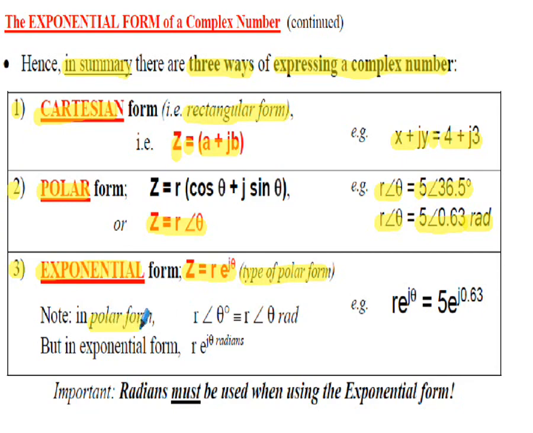In polar form, we can have r in angle theta, or r in angle radians, but in exponential format we are only allowed to have the angle theta in radians. So for example, r e to the j theta is equal to 5 e to the j 0.63. That 0.63 is in radians. It cannot be in degrees. So important note, always remember you must use radians when you're using the exponential form of a complex number. That is very important to remember.